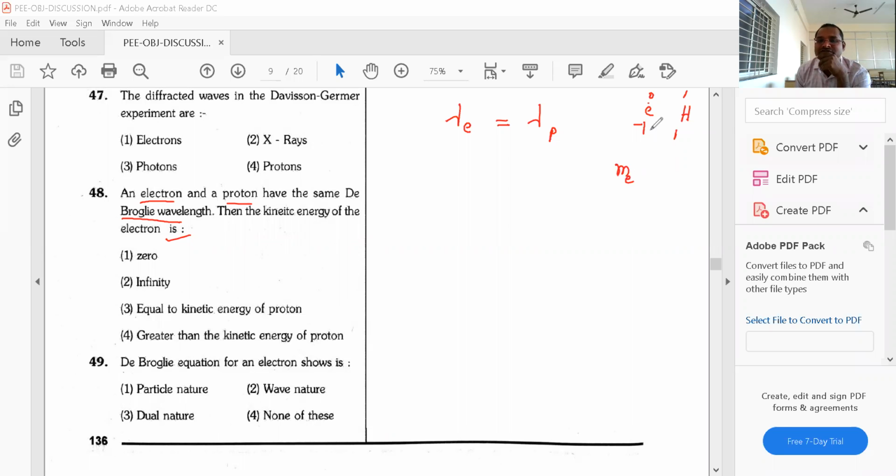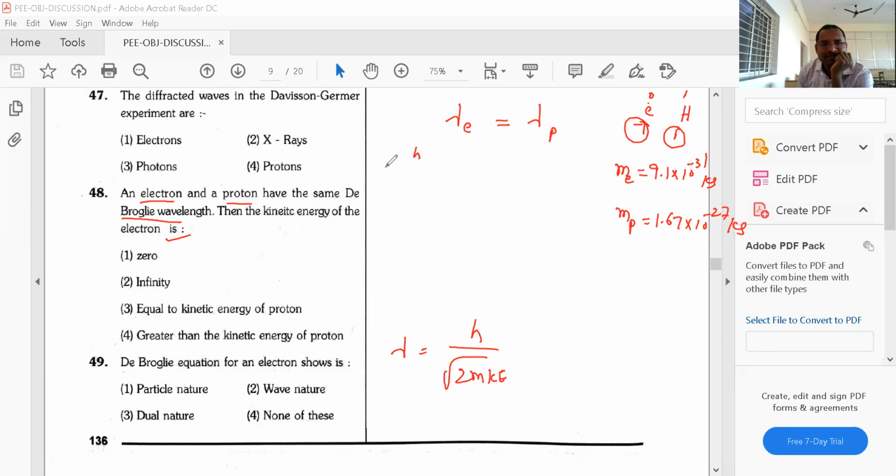The charge of both is 1 in magnitude, whereas the mass of the electron is 9.1 into 10 to the power of -31 kg. The mass of the proton is 1.67 into 10 to the power of -27 kg. You know this. The de Broglie wavelength formula we know: lambda is equal to h by root of 2 m kinetic energy. I am writing h by root of 2 times the mass of electron into kinetic energy of electron is equal to h upon root of 2 times the mass of proton into kinetic energy of proton.